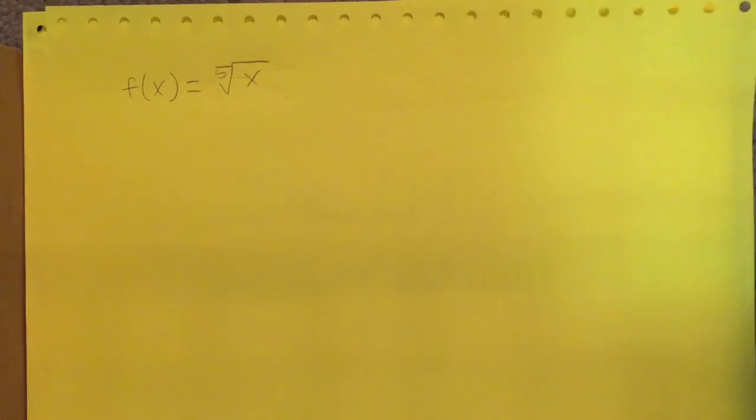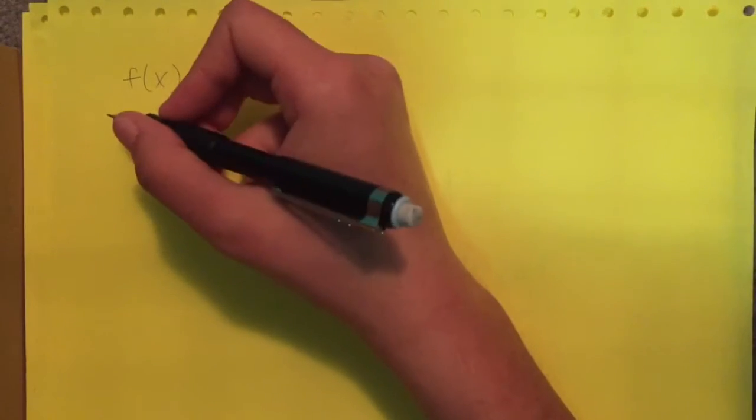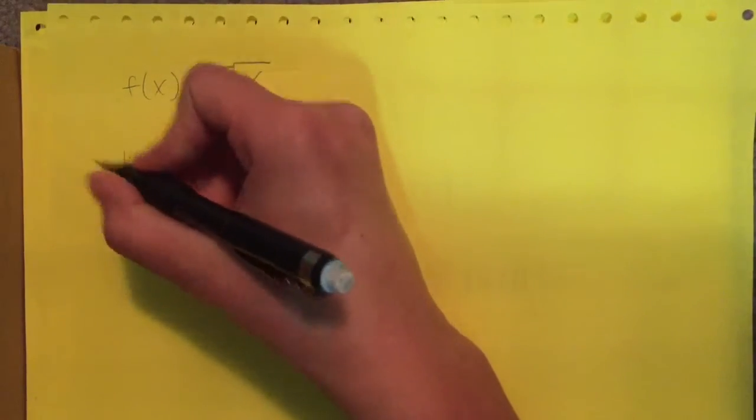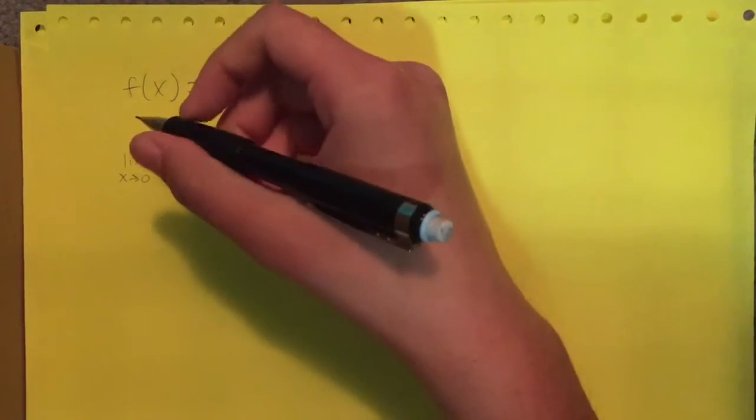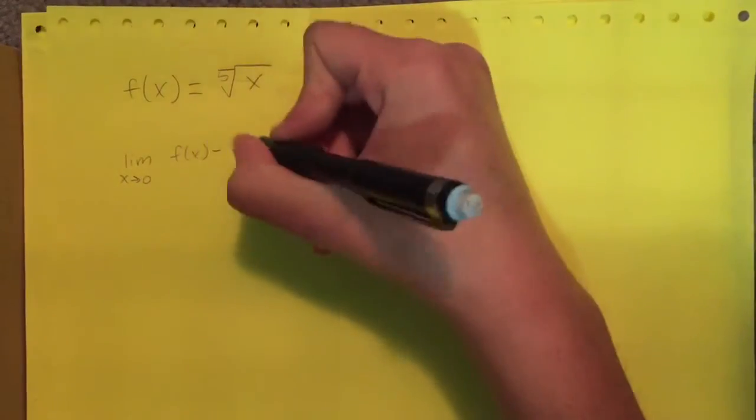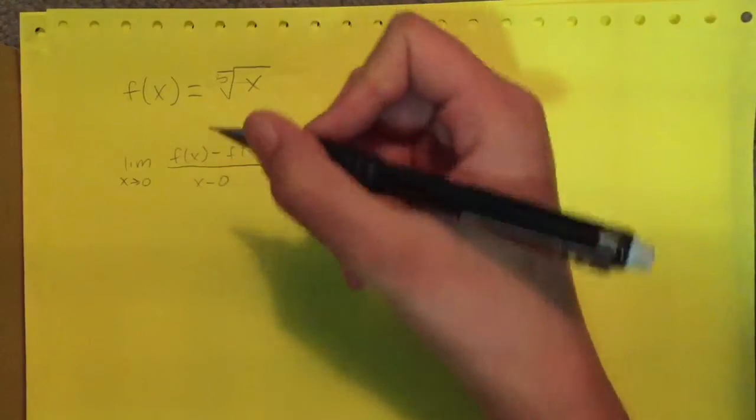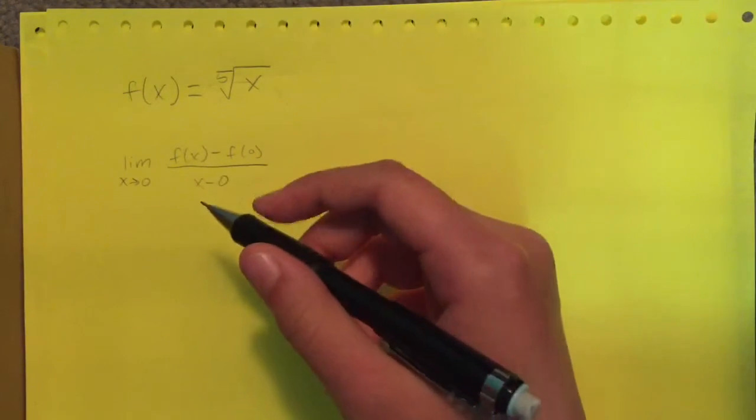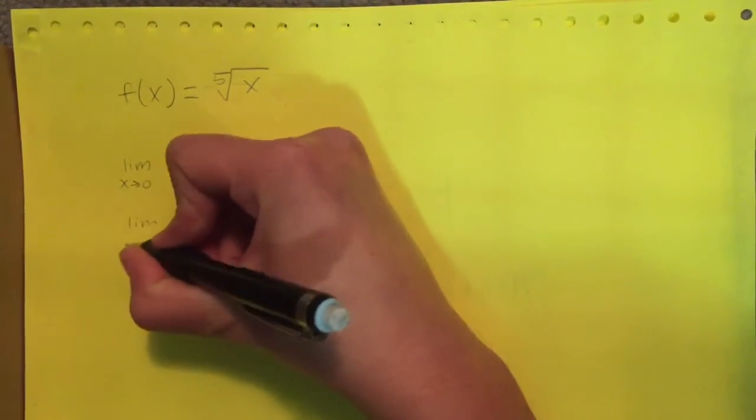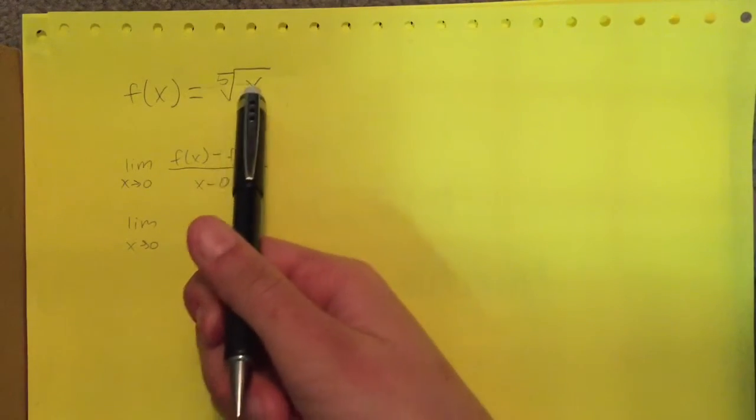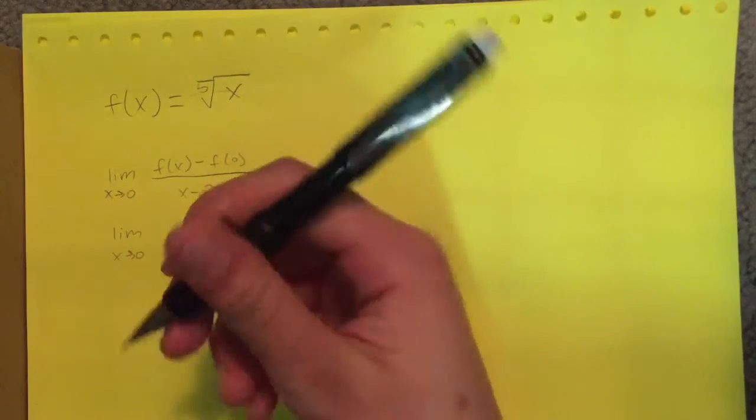Okay, for our last example, we have the function f of x equals the fifth root of x. So, start off with the limit. The limit as x goes to 0 of f of x minus f of 0 over x minus 0. So you just plug it in. Then we can write this as x to the 1/5 by moving the root out to the exponent.